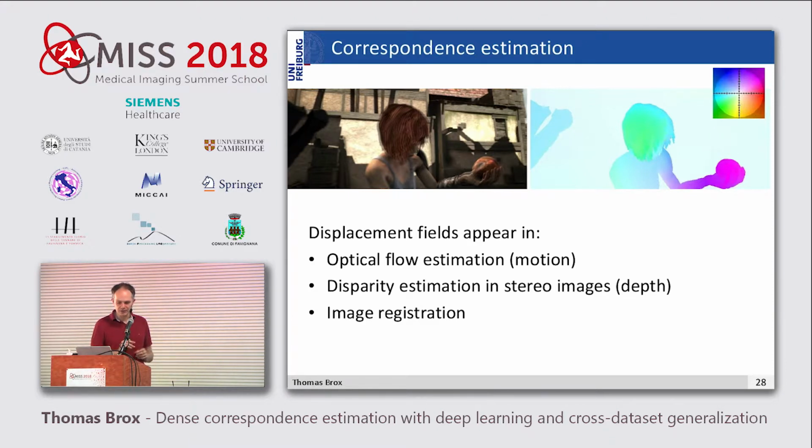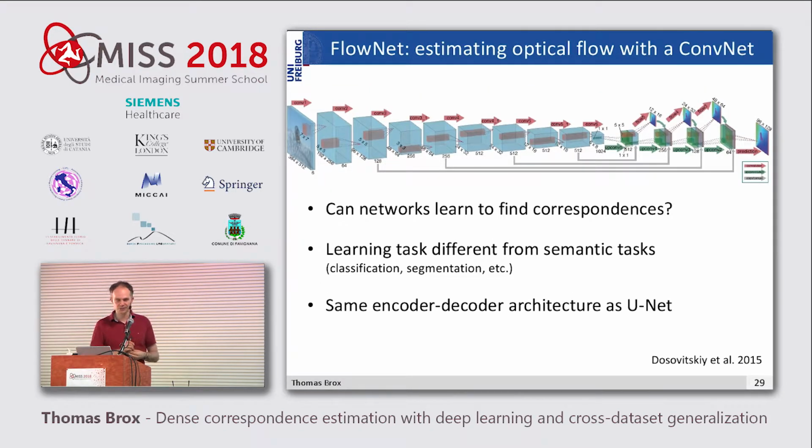Today I will talk about FlowNet, so I will focus on optical flow estimation in the context of motion. We have also worked on disparity estimation. I won't show it here. We have not yet tested this on image registration, but I'm pretty sure that many of these concepts can also be used in image registration, and you're welcome to try that out.